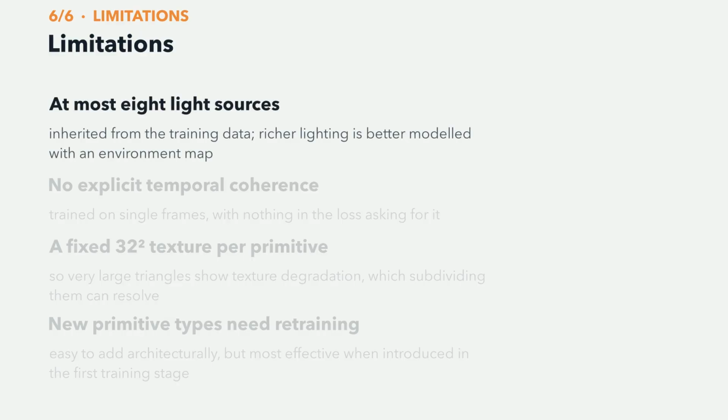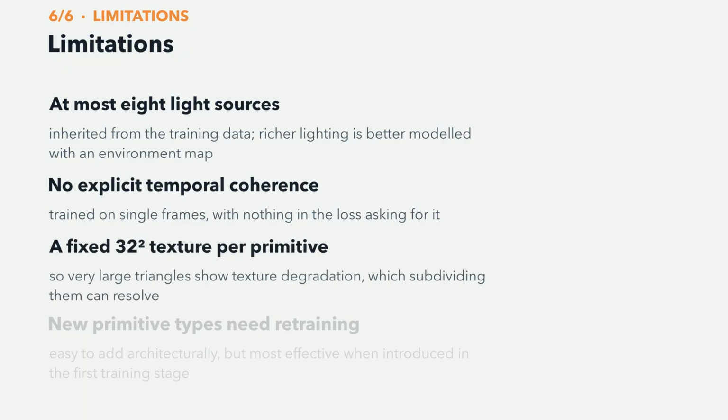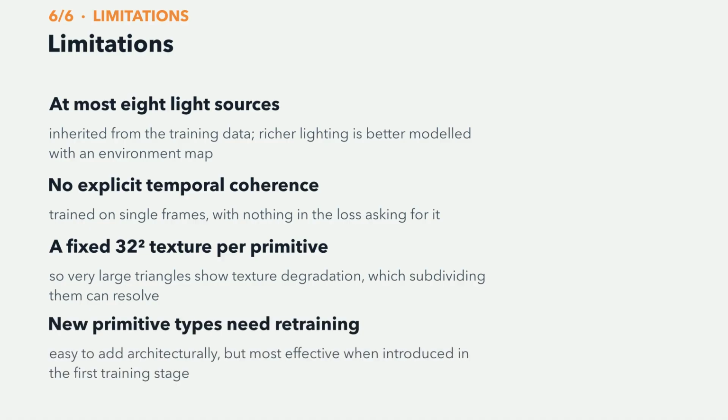Limitations. At most 8 light sources from the training data. No explicit temporal coherence, and none in the loss. A fixed 32 by 32 texture on every primitive. And a new primitive type means retraining.